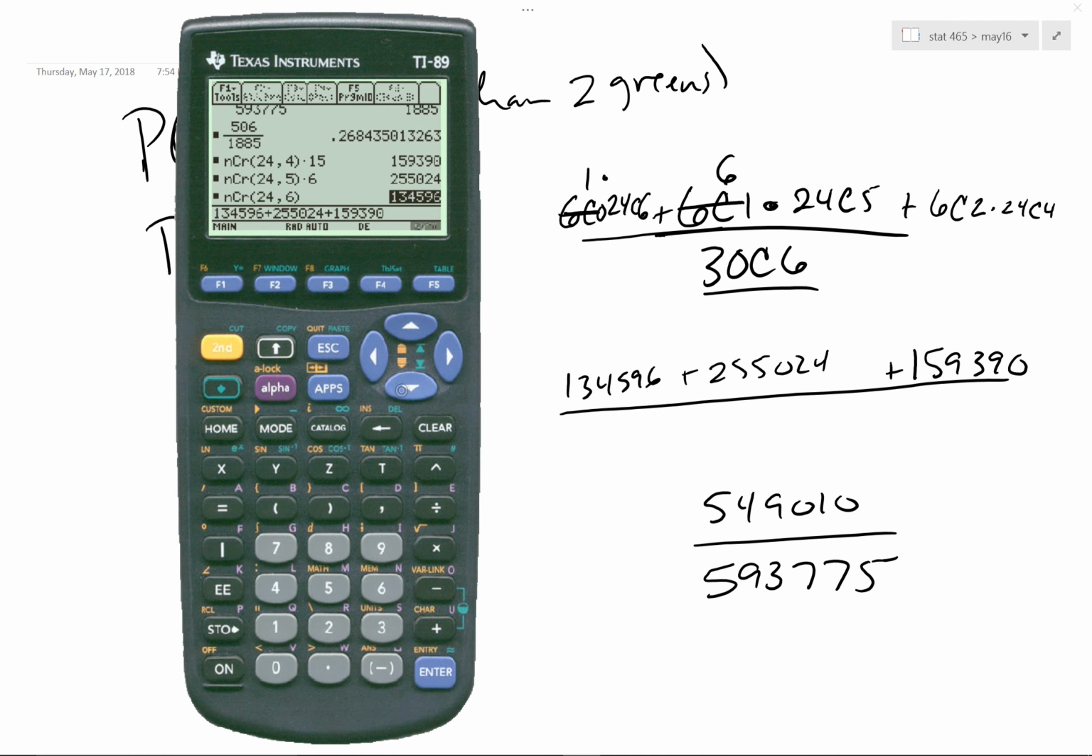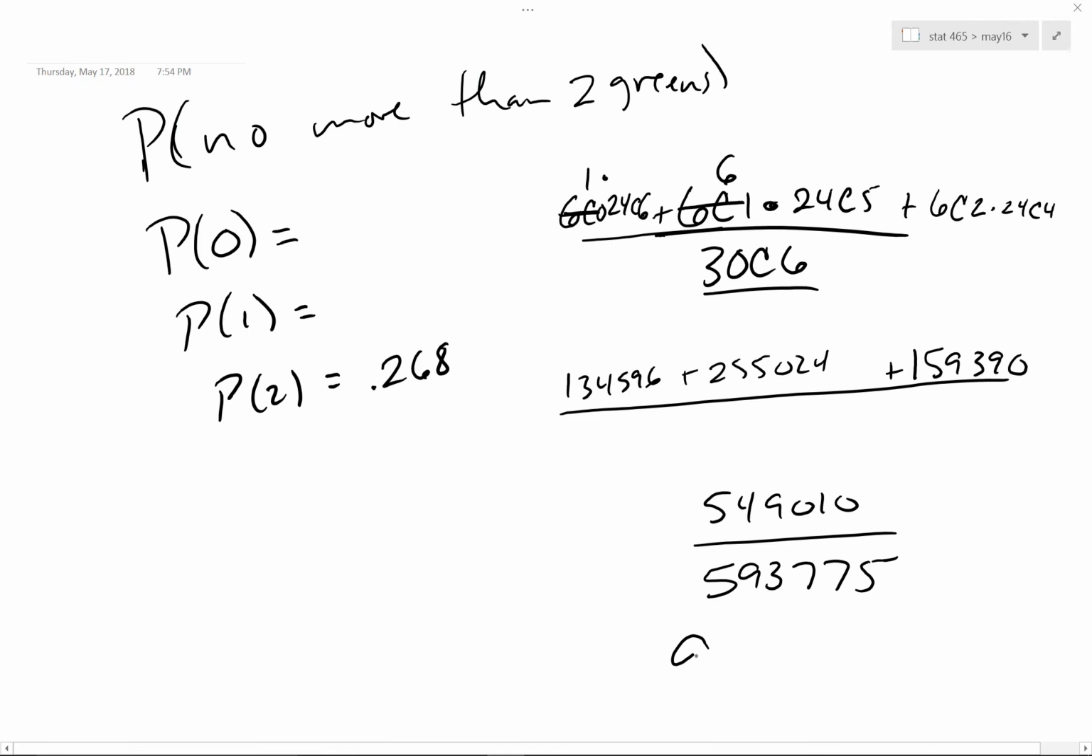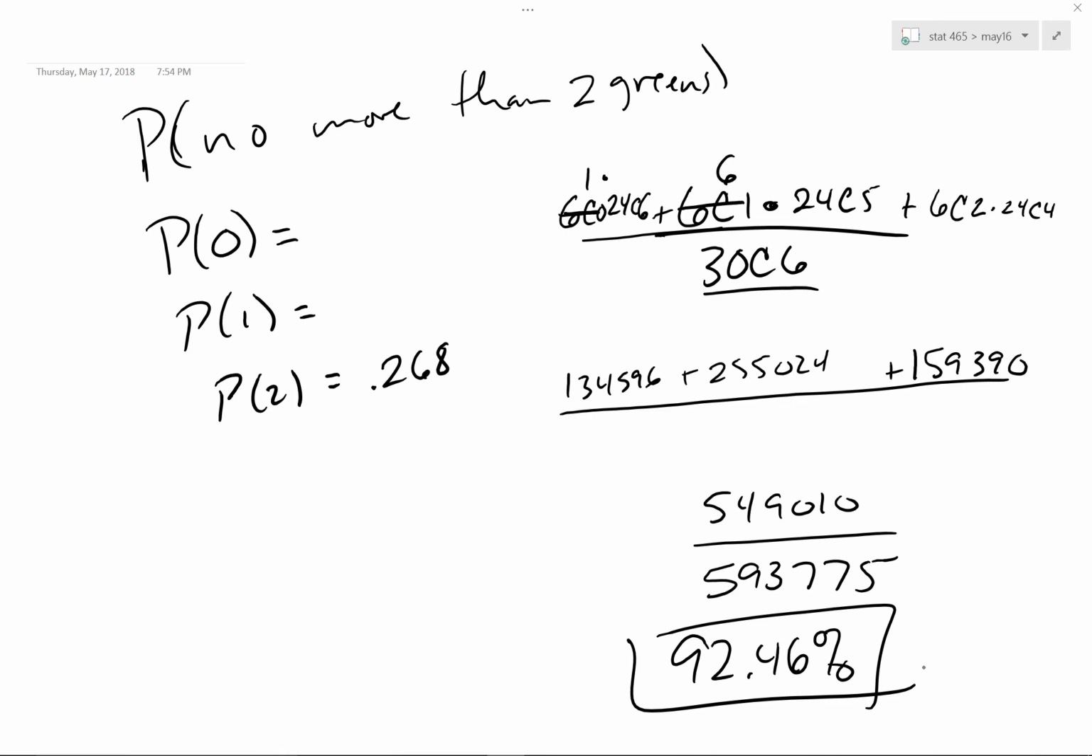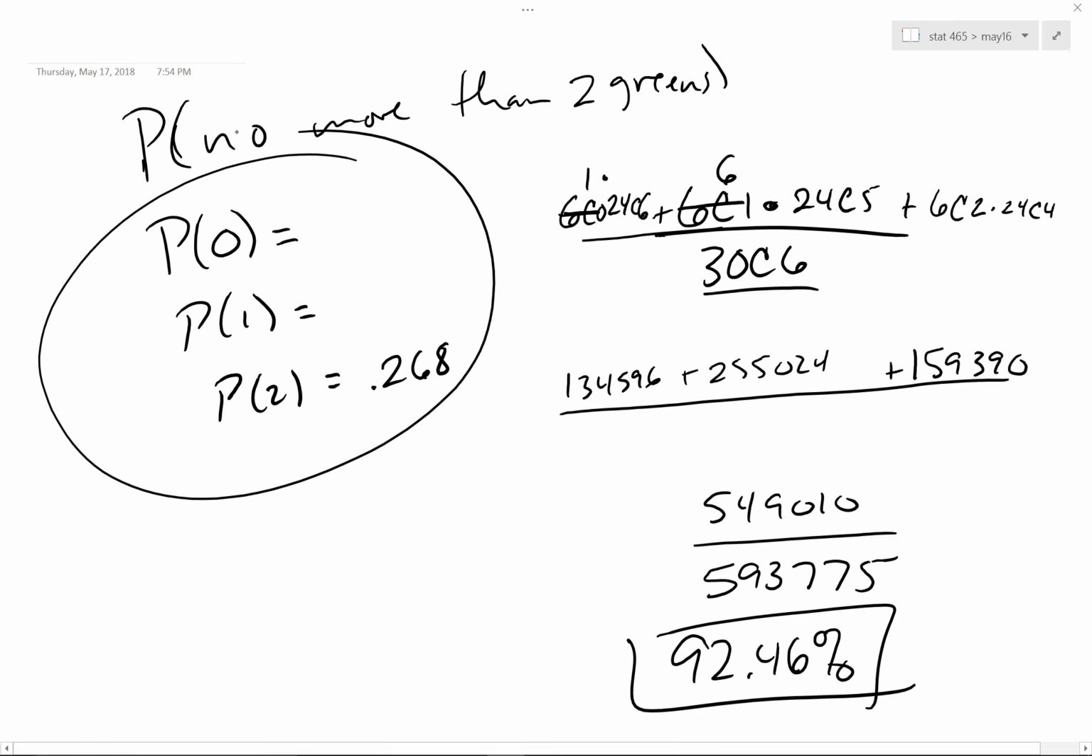Woo, doggy. Okay, so it's that guy there divided by 593775. Hit enter. Divide by 0.593775. Decimal. Bam. So about 92.5% or thereabouts chance of this happening. Okay? Well, lovely. What if I wanted to have more than 2 greens? Well, you can see that it's 7.5%, right? It's the rest of it. So I would never ask you for very many of these because that's just brutal.